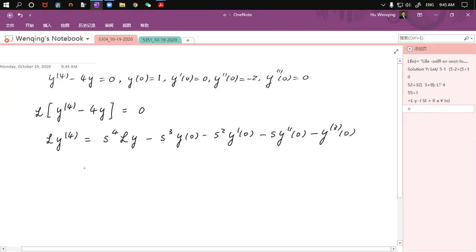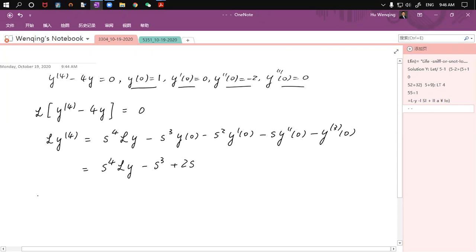Is that good, family? Okay. Now, by initial values, it means that you can actually use these initial values that are just given to you. So that means this is s to the 4 times the Laplace transform of y, minus y of 0, which is 1, so that's s cubed. Now, y prime of 0 is 0, so you don't have anything here. Y double prime of 0 is minus 2, so that's plus 2 times s. Y triple prime of 0 is 0. So you're going to have something like this.